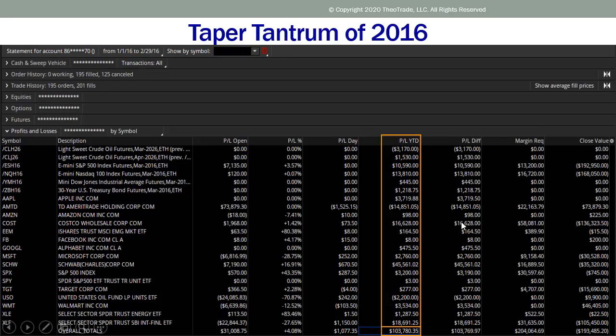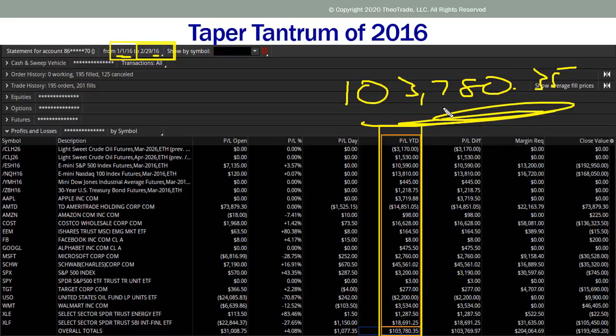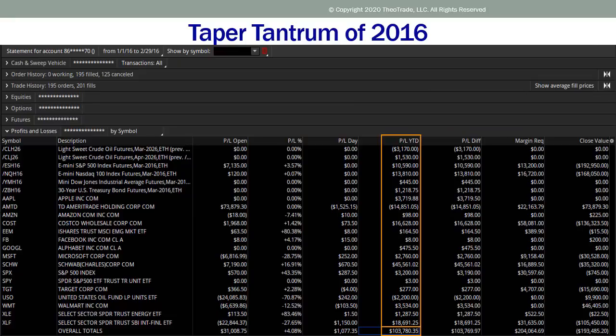And I'm actually going to show you specifically the account. And again, this is a very small slice of time. And here we go. That is from January 1st, 2016 to February 29th, 2016. It's exactly a 2-month slice of time. There is the year-to-date P&L. And if you can't read this, I'll pop it up top over here. The same exact idea. It's $103,780.35. So it's just over $100,000 in P&L achieved inside of a 2-month window of time.